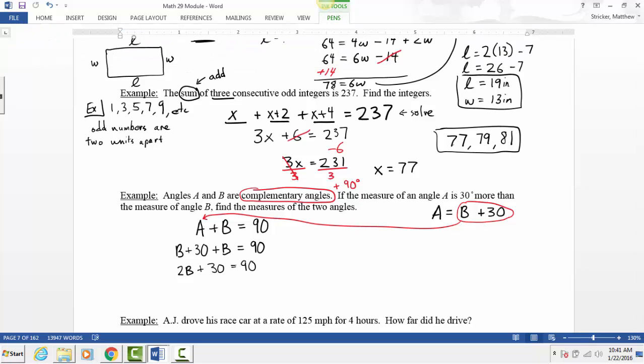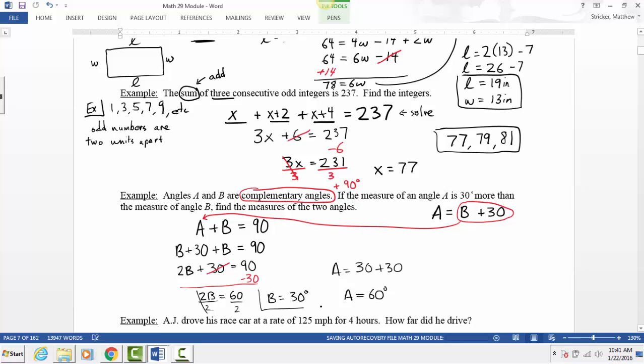Move that 30 to the other side. It becomes a negative 30. Change sides, change signs. And we get 2B is equal to 60, and if we divide by 2, we get B is equal to 30 degrees, and if those two angles have to add up to 90, and we know that A is 30 more than B, then that means A has got to be 60 degrees. Of course, you can take that by taking B and adding 30. Right? 30 plus 30 is 60. So my answer is that A is 60 degrees and B is 30 degrees.